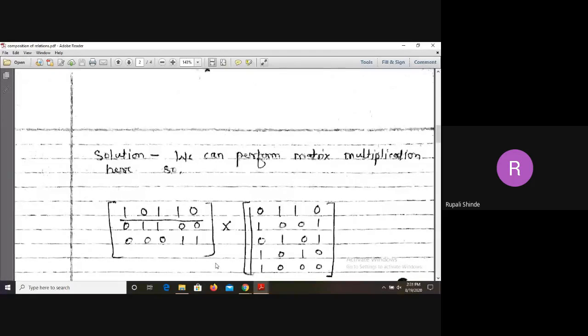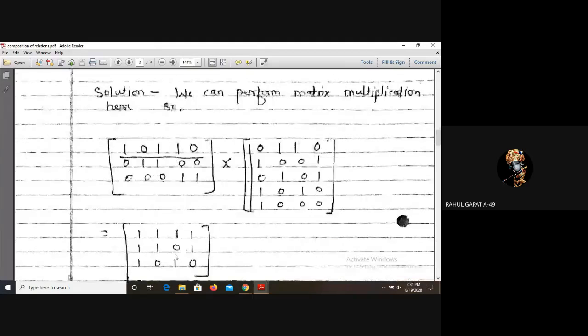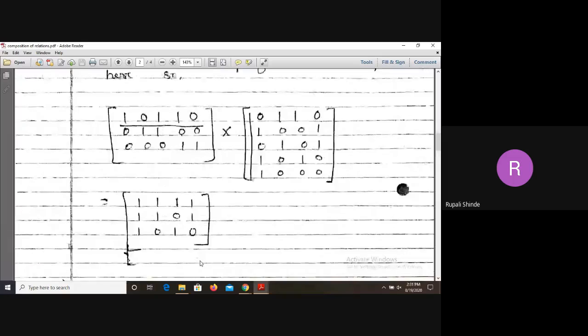So second column 1, 1, 0, 110. Third one is 1, 0, 1, 101, and last one 1, 1, 0. Yes, that is correct.